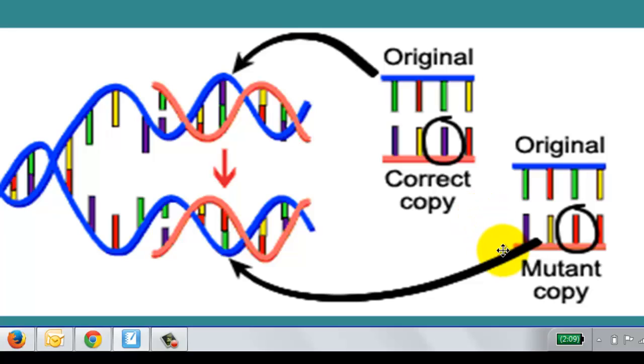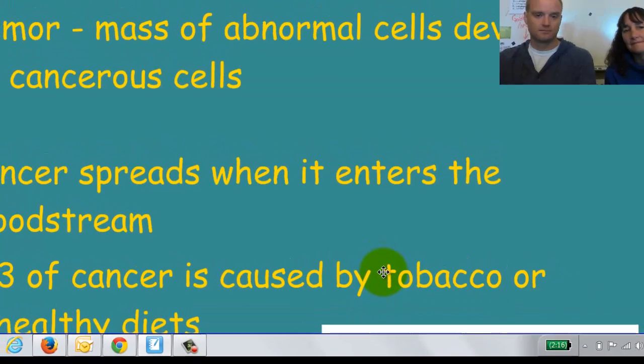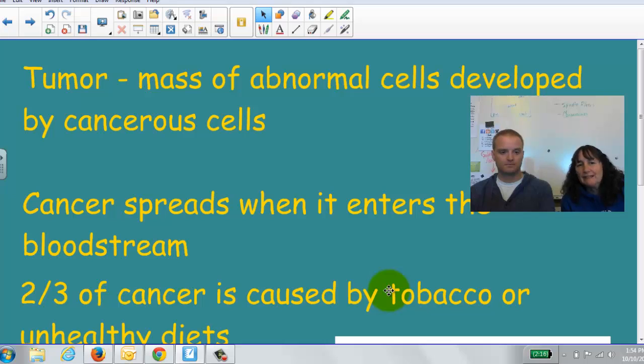Sometimes mutations happen, and nothing changes at all. But occasionally, enough is changed where it does affect how the cell works. A tumor is a mass of abnormal cells developed by those cancerous cells. As those cancerous cells just keep dividing and dividing, they pile up on top of each other and create this big mass of cells known as a tumor. The way it spreads through your body is it gets into your bloodstream, travels to different organs, and then starts another cancerous tumor in other organs. So it can start in one spot and spread to different places. It's kind of crazy to think about.